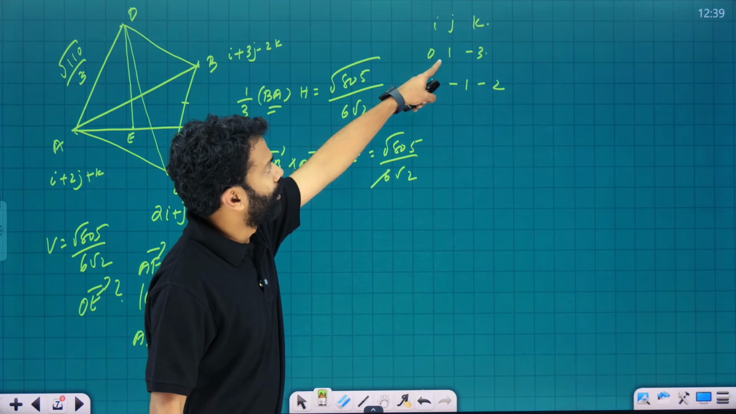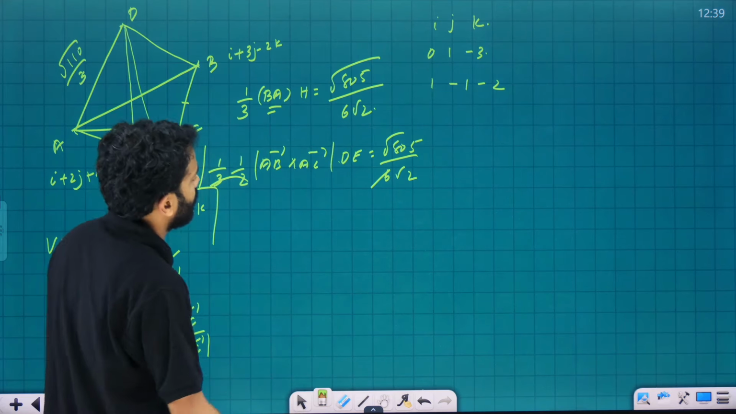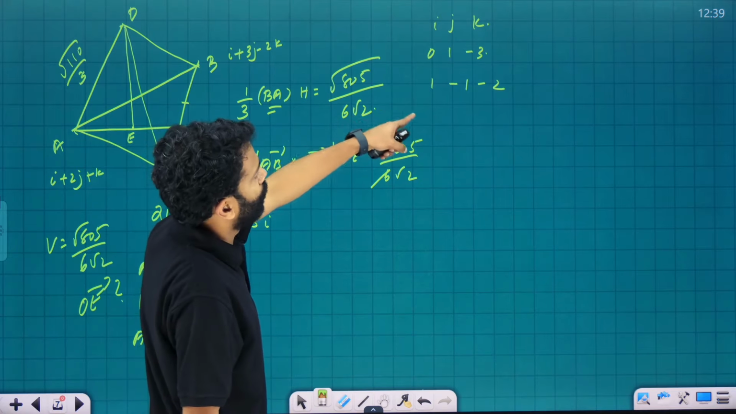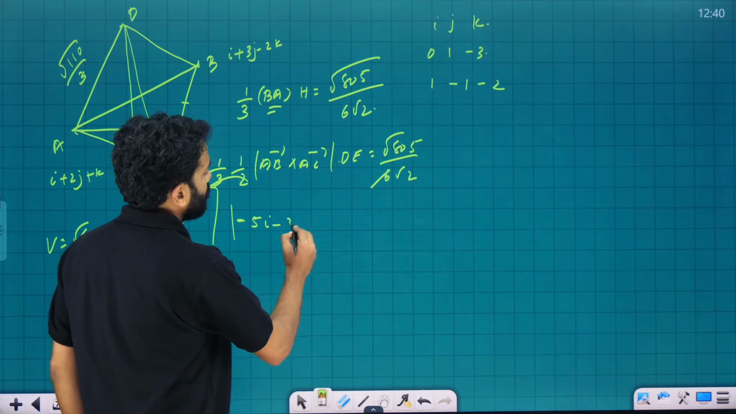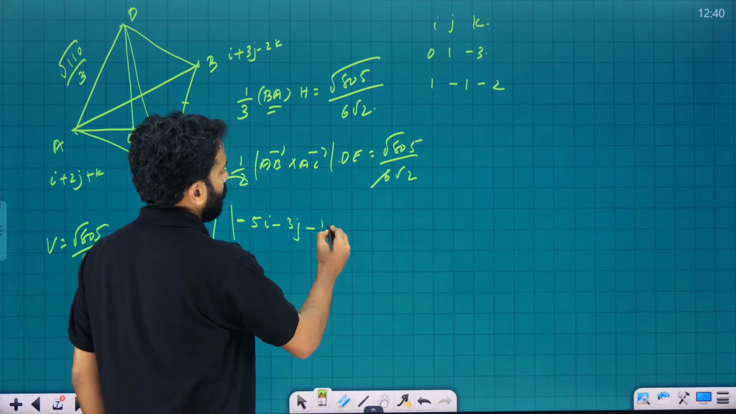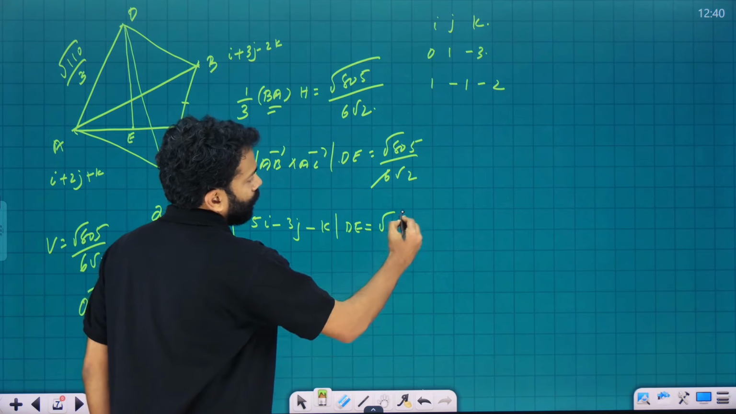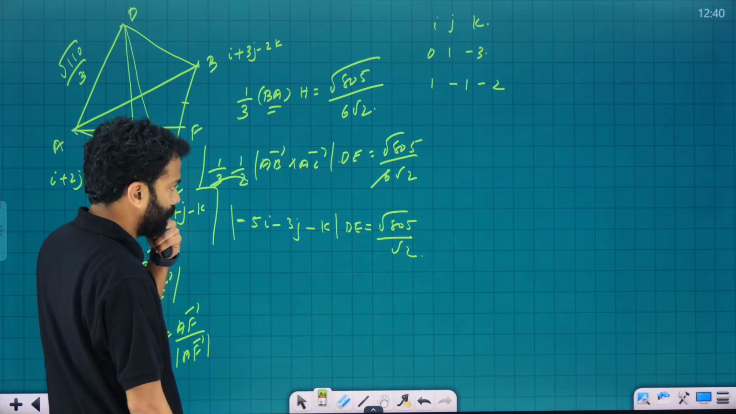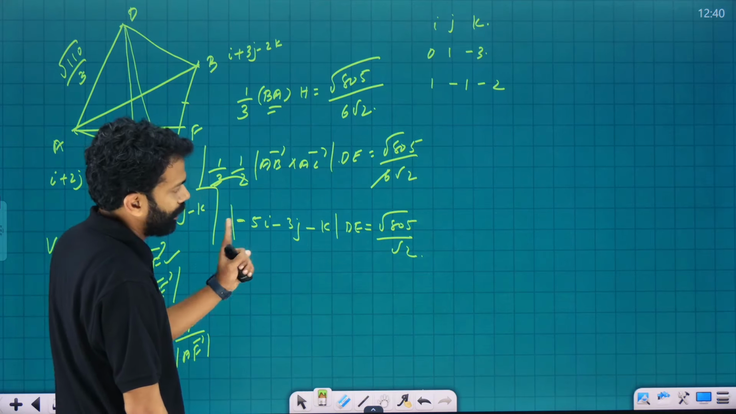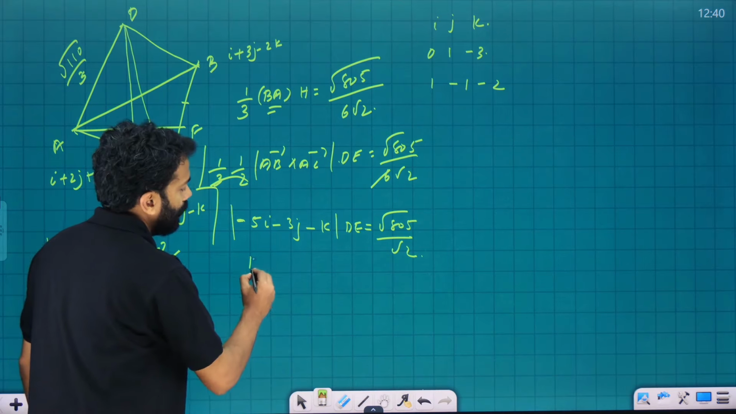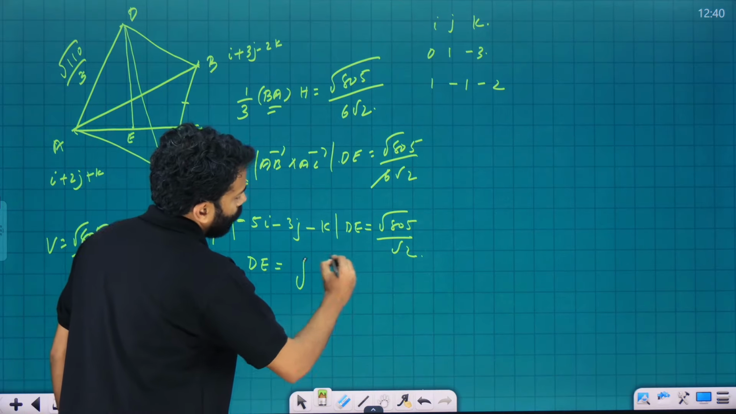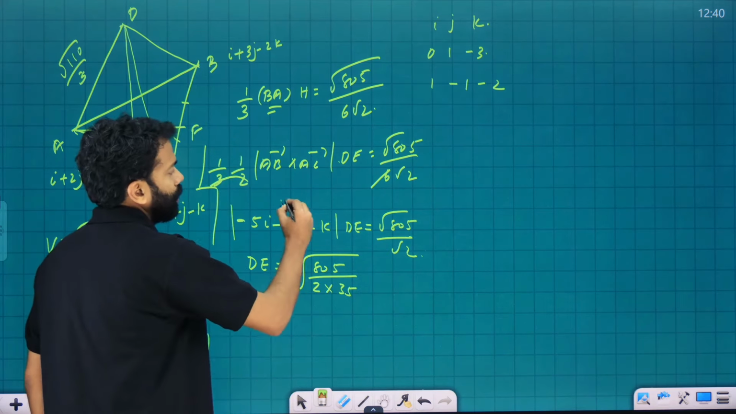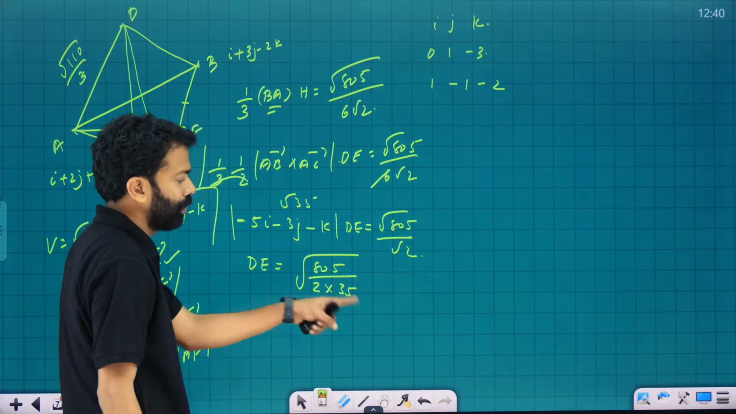So this will be 1 into minus 2 is minus 2, minus 2 minus 3 is minus 5i, that is minus 5i, minus j into plus 3, that is minus 3j, and minus k. Into D is equal to root 805 divided by root 2. Therefore, the magnitude is 25 plus 25 plus 9, that is 35, root 35. That is D is equal to root 805 divided by root 2 into root 35.